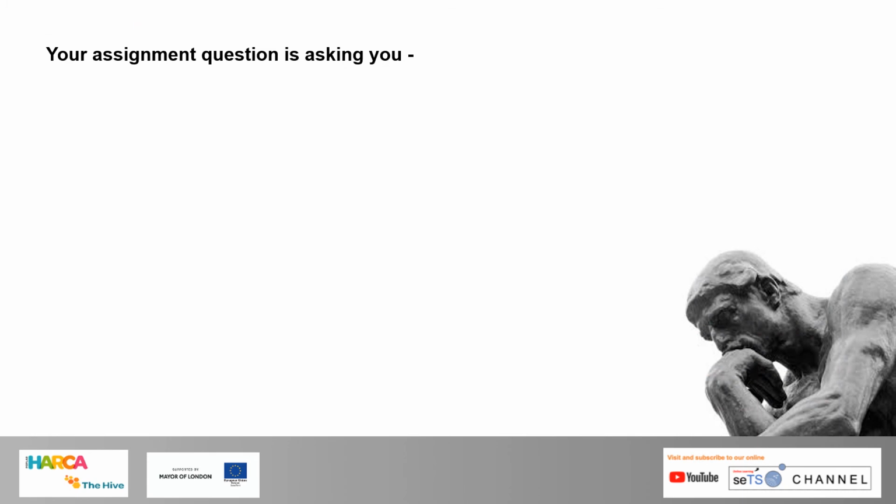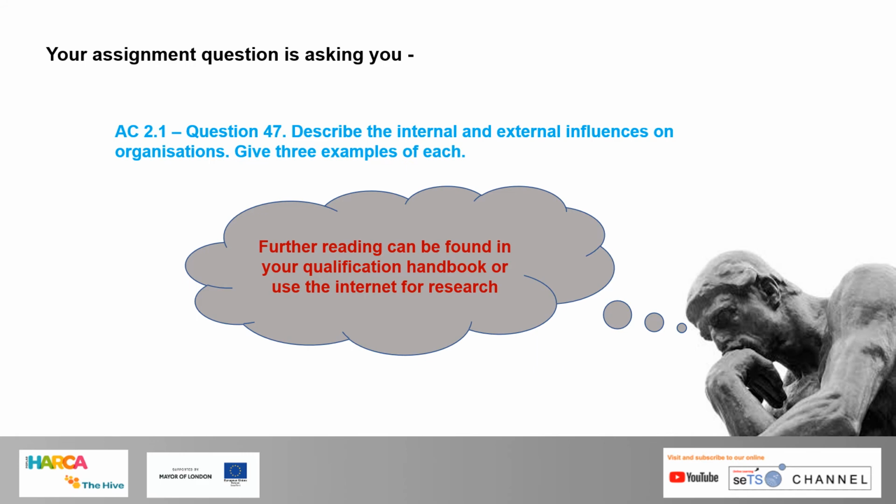Your assignment question is asking you for question 47 to describe the internal and external influences on organisations and give 3 examples of each. So for internal, policies and procedures, planning and strategy, communication, reputation, image. External, world prices of raw materials, labour costs, changes in technology, what your competitor is doing, the new legislation, regulations or standards. You need to choose 3 of each. And further reading can be found on your qualification handbook or use the internet for further research.